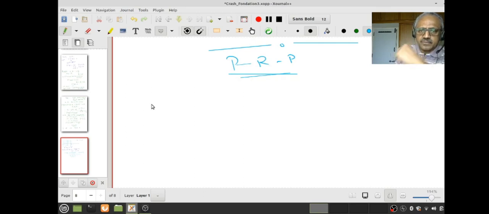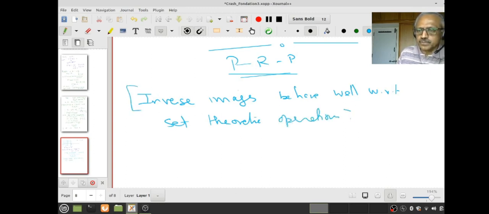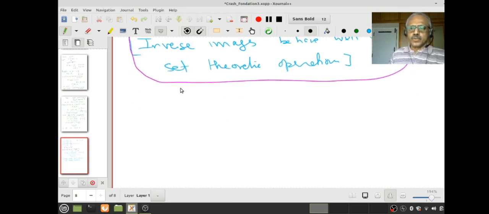Now let's look at this: we want to show inverse images behave well with respect to set theoretic operations. This is a very crucial fact. Okay? So what does it mean? We already saw direct images behave well with respect to union, but with respect to intersection, it does not behave well. We did not check about the complement. Okay? Now let's go through that.